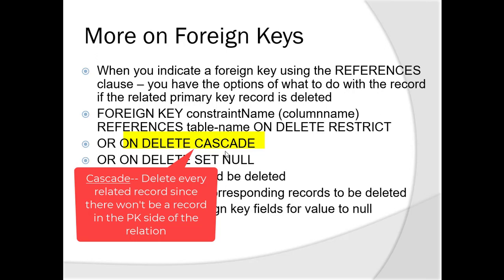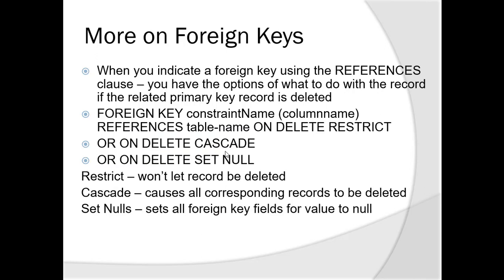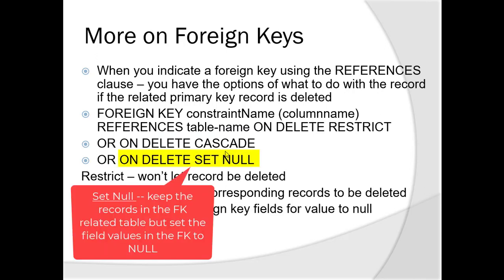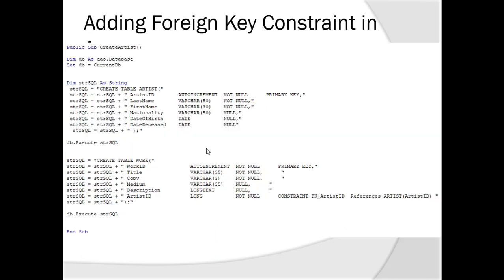Go over and find all related records in dependent and delete those two. We're cascading that delete. And finally, on delete set null. So I'm deleting that employee, go over to the dependent table, and there's no longer a primary key with that employee's ID in it. So you're going to just set the employee ID, the foreign key, to null in the dependent table.